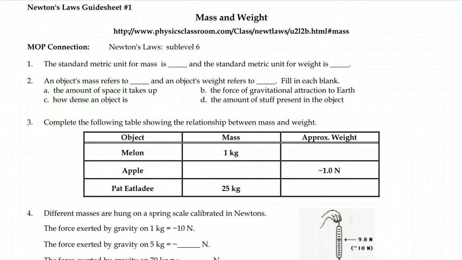Alright, so to try to get some of the differences here, number one, the standard metric unit for mass is the kilogram, kg. The gram is the base unit. We use the kilogram in physics because of the size of objects we use. And the standard metric unit for weight is a force unit, which is a newton.